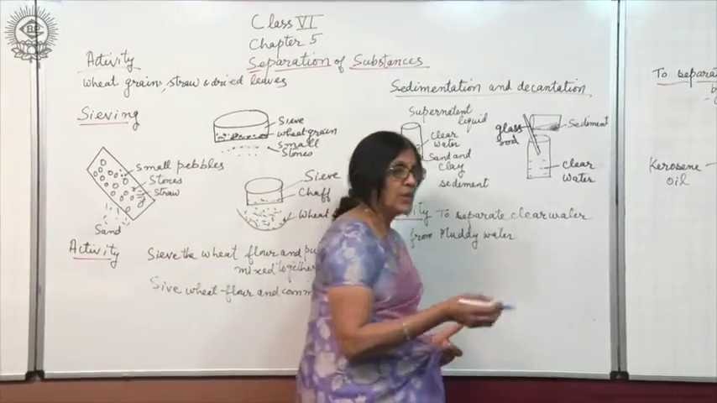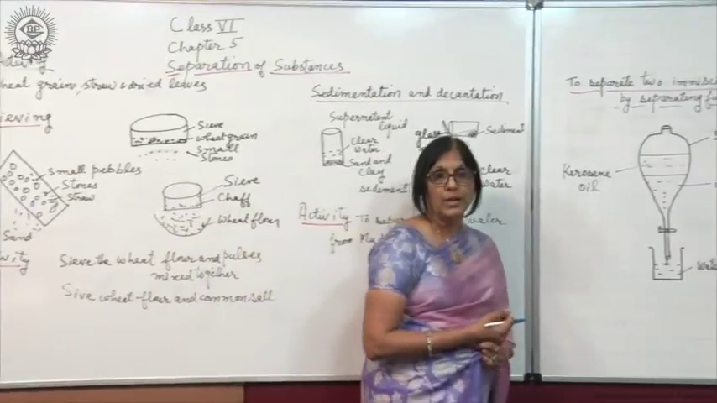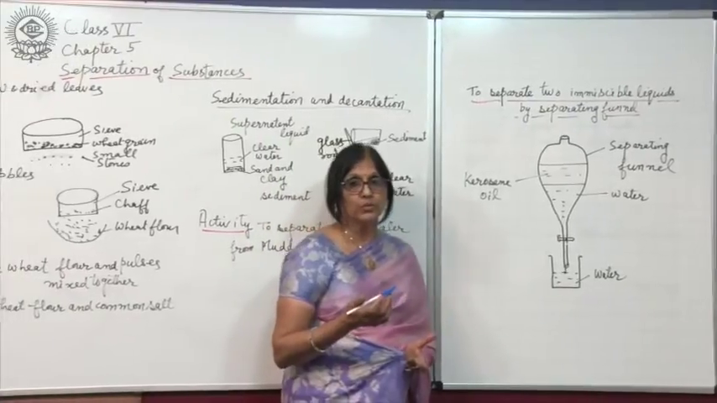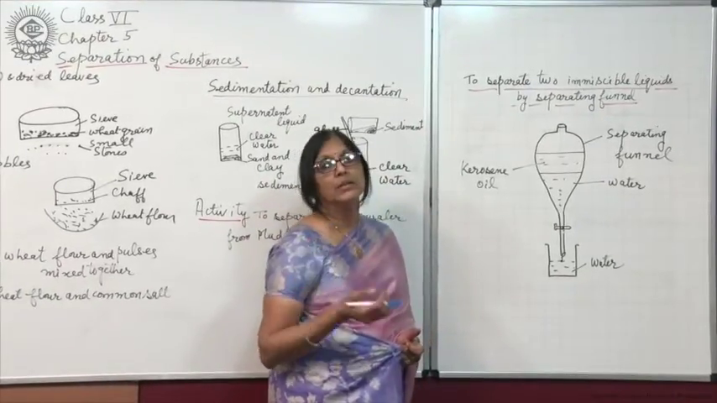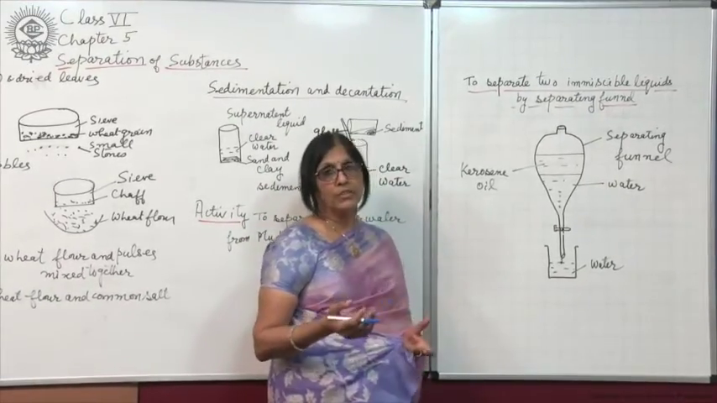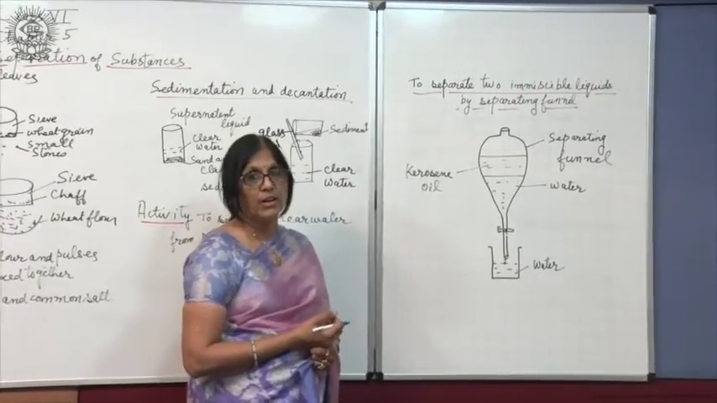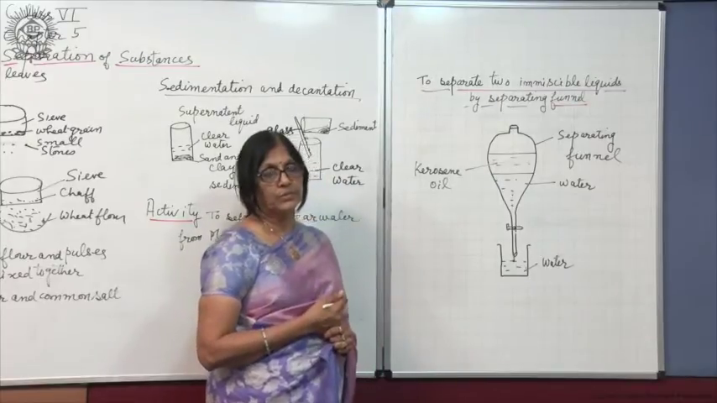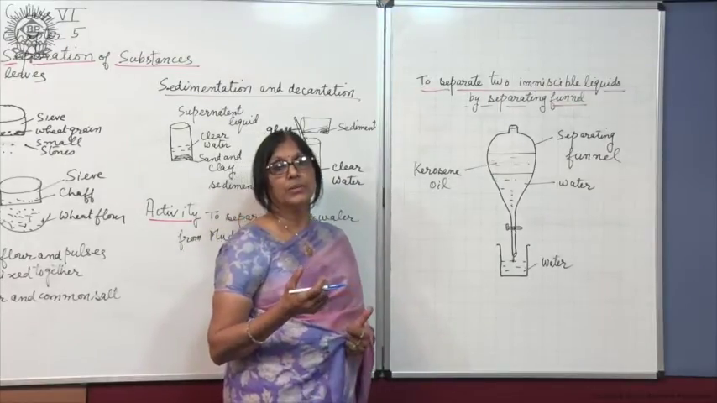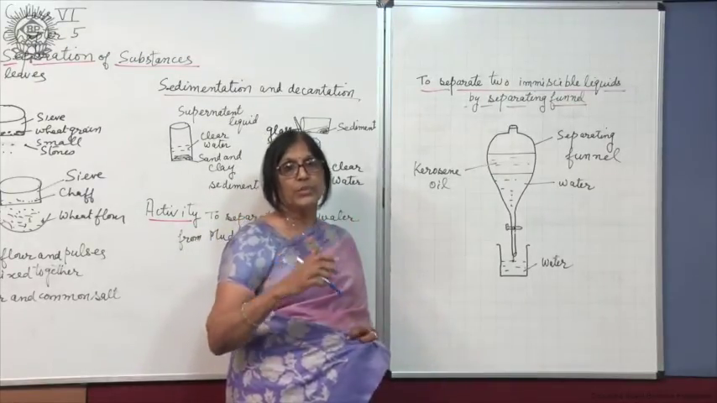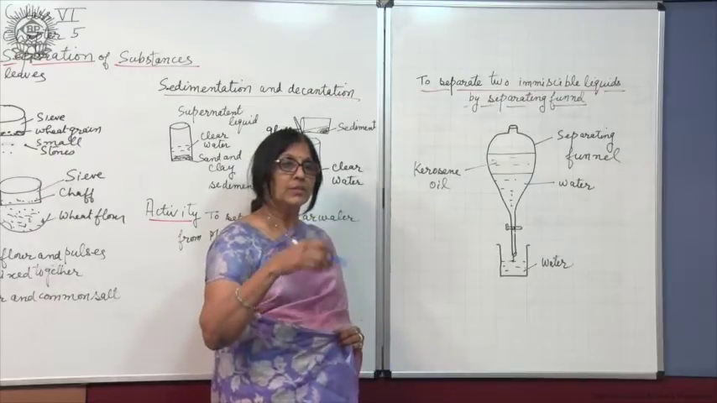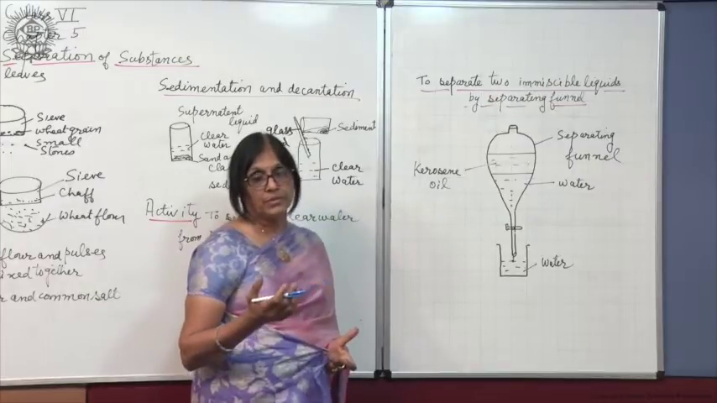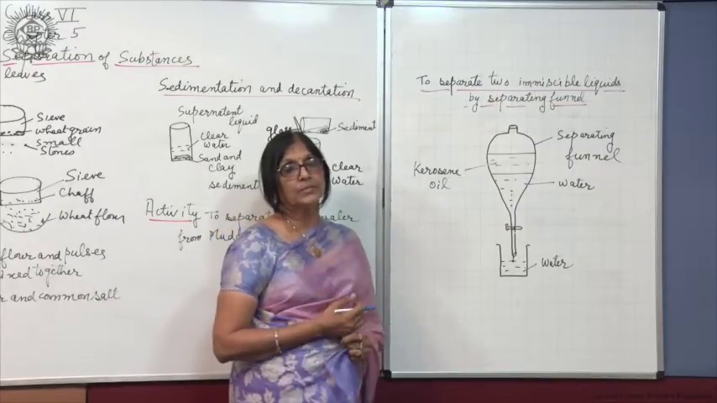Now, we have studied in the previous chapter about the immiscible liquids. Immiscible liquids are those, if you can recall, which do not dissolve in each other, like kerosene oil and water. If you mix kerosene oil with water, what happens? Mix, shake it well, what will happen? Kerosene oil forms the upper layer and water forms the lower layer. So how to separate kerosene oil from water?